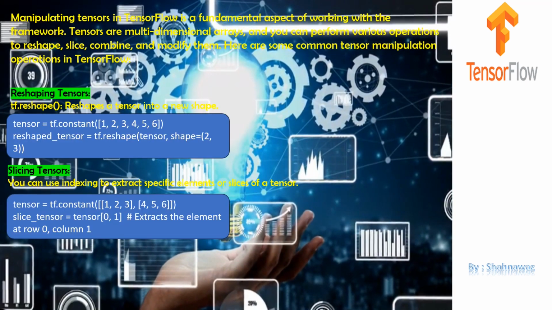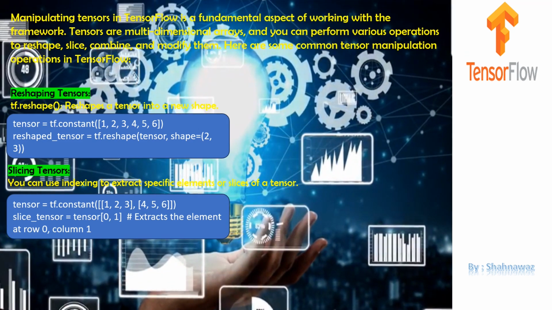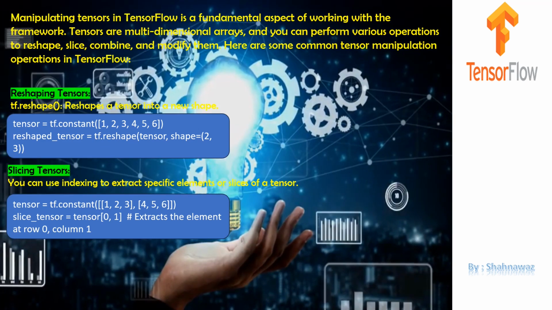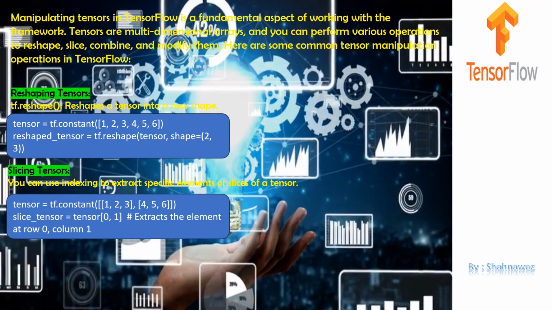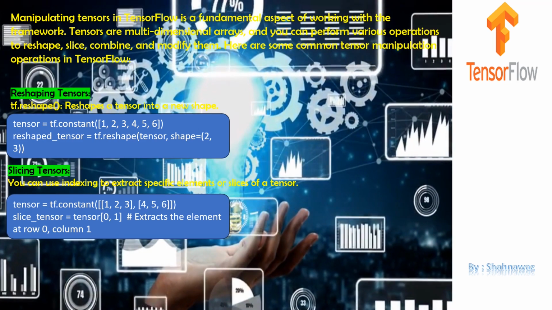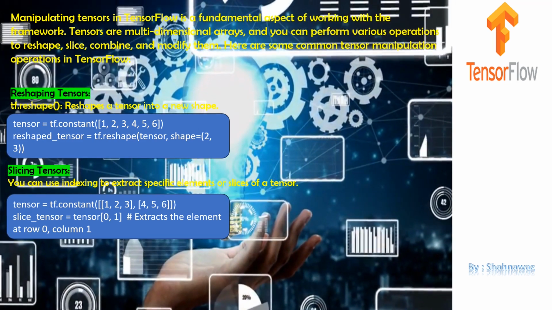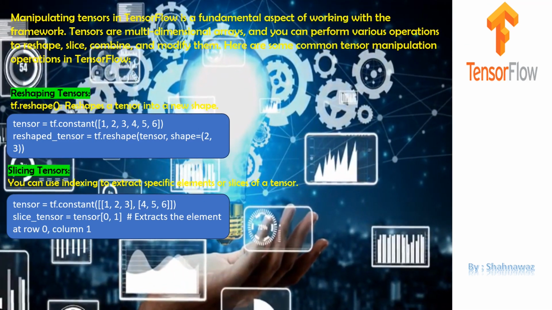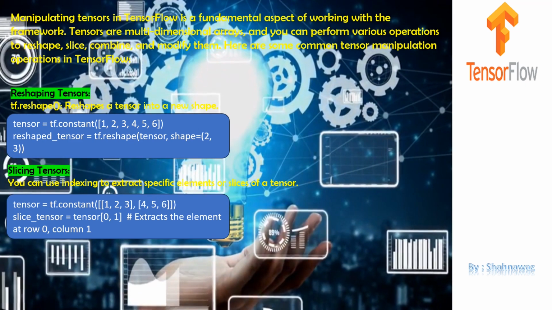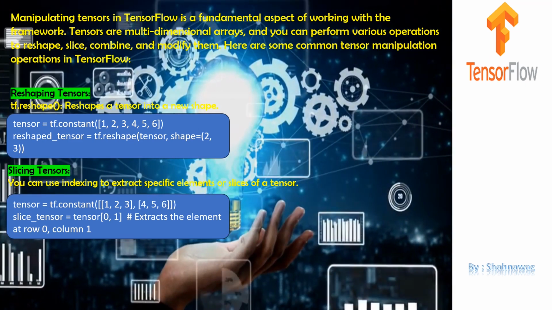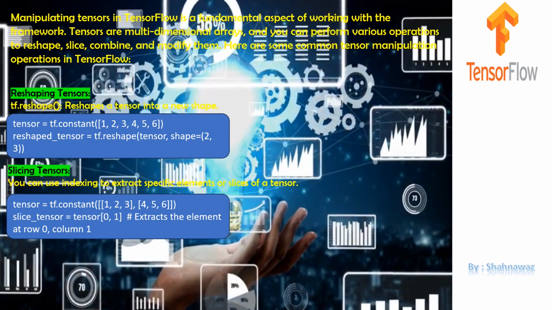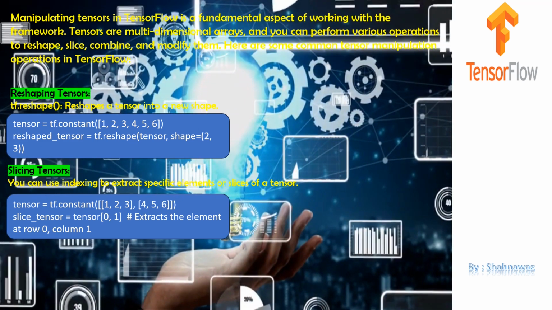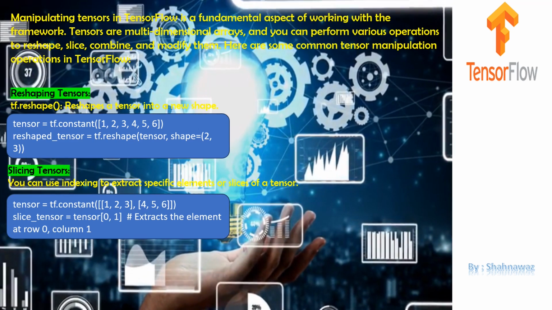Manipulating tensors in TensorFlow. Manipulating tensors in TensorFlow is a fundamental aspect of working with the framework. Tensors are multi-dimensional arrays, and you can perform various operations to reshape, slice, combine, and modify them. Here are some common tensor manipulation operations in TensorFlow. Reshaping tensors. Command is tf.reshape, which reshapes a tensor into a new shape. tensor equals tf.constant, 1, 2, 3, 4, 5, 6, reshaped_tensor equals tf.reshape, tensor, shape equals 2, 3.